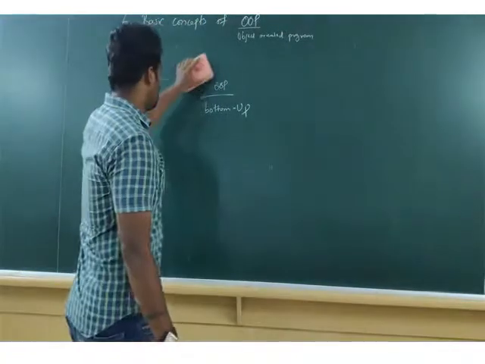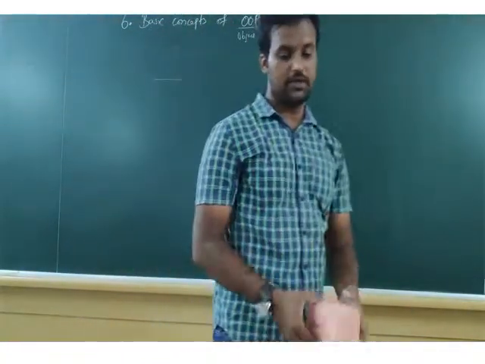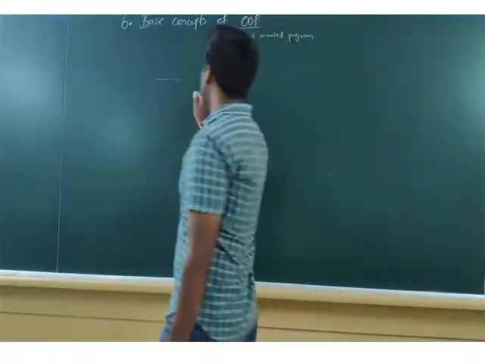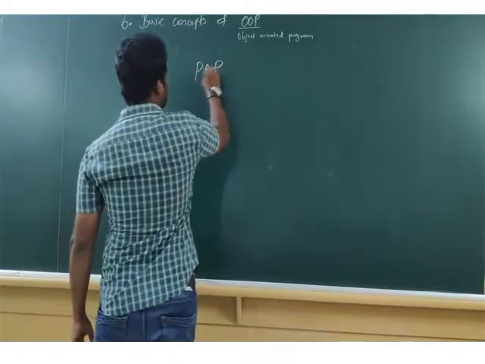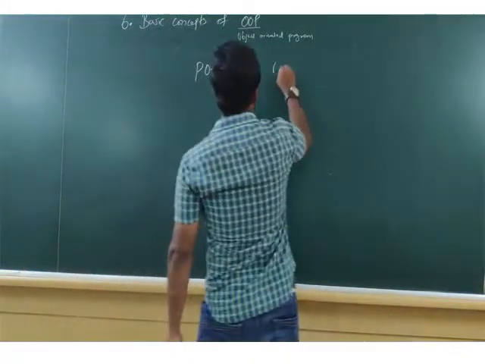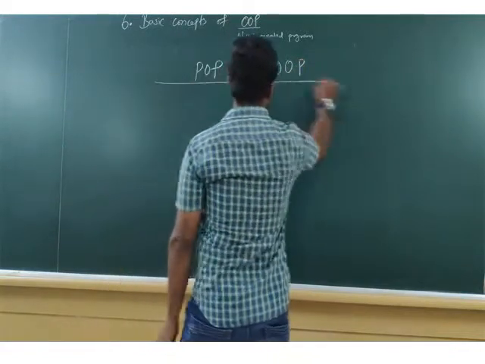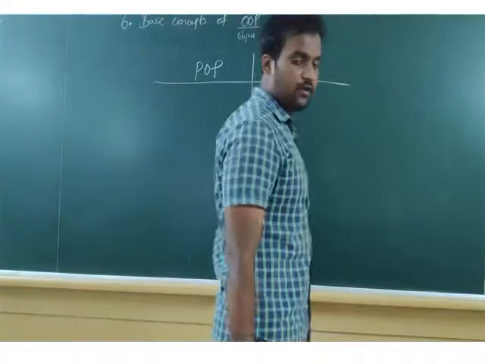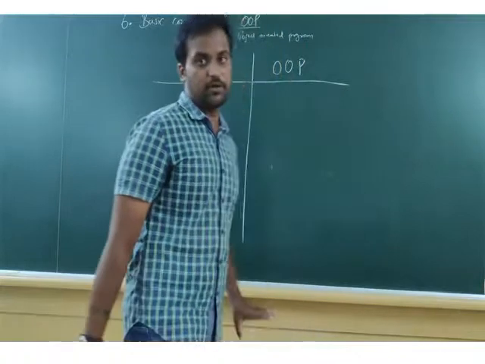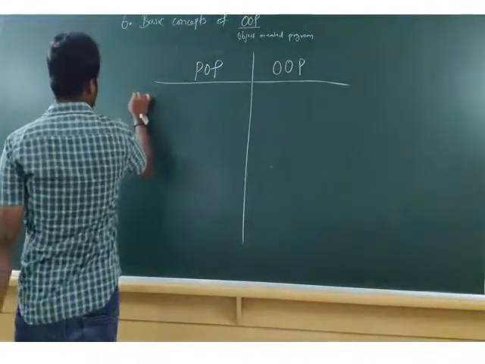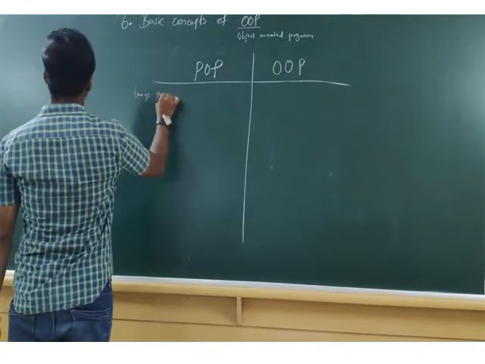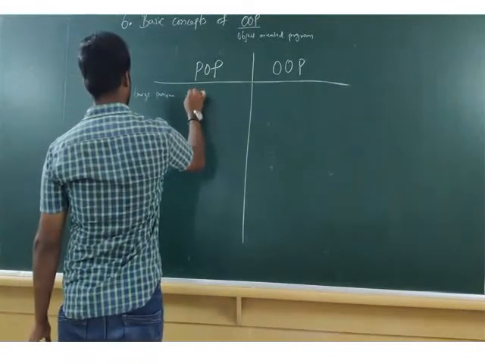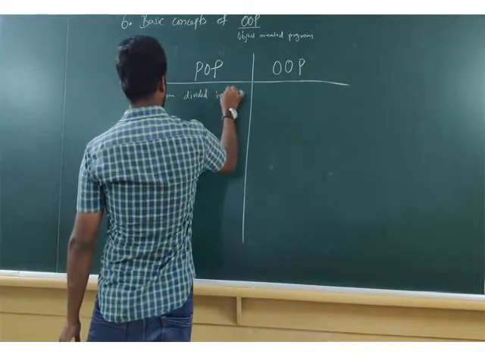Next is the difference between POP, procedural oriented programming, and OOP, object oriented programming. The first difference is: in POP, a large program is divided into functions.